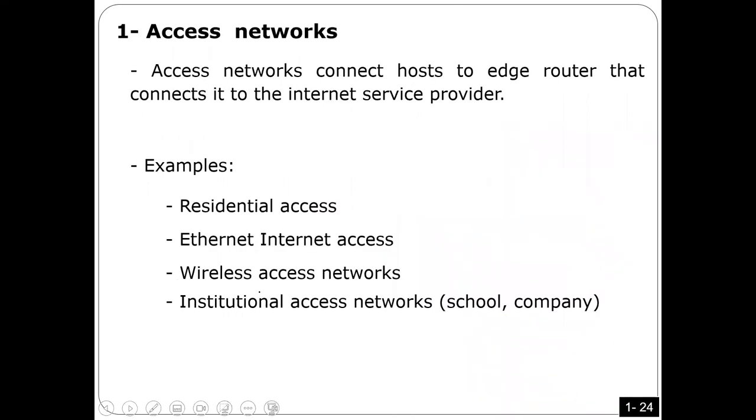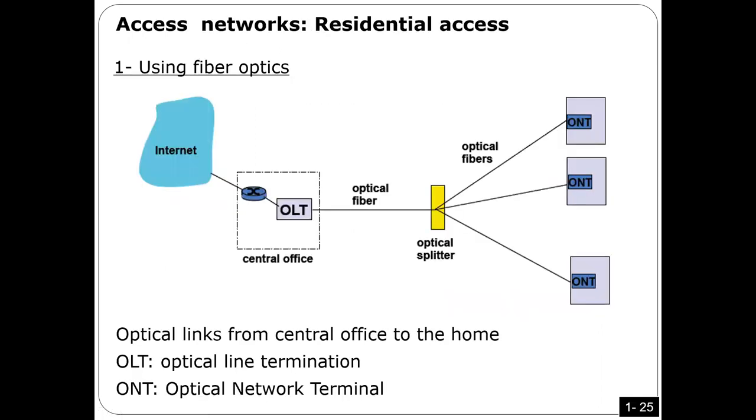Actually, we have different options for access networks. For example, it can be a residential access network. It can be Ethernet, which is a cable. Or it can be a wireless access network, Wi-Fi, or an institution network. In the residential access, usually we use fiber optics because fiber optics are very fast at home. That's why you can see videos, and why we have very high speed at home.